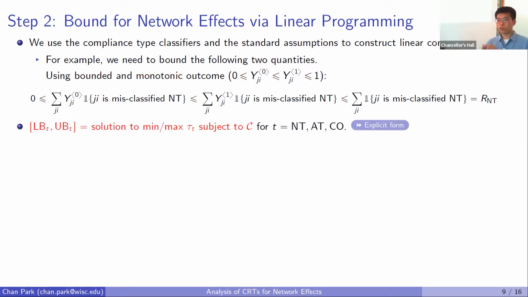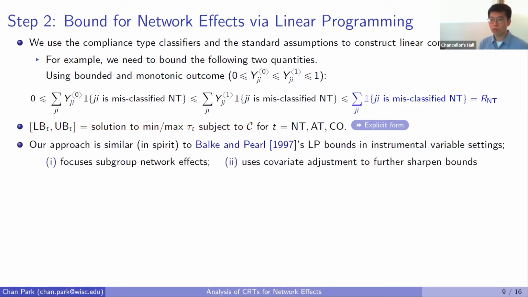Once we construct these linear constraints, we can solve the linear program to minimize and maximize the network effect subject to these linear constraints. We call the solutions the lower bound and the upper bound of the network effect. Our methodology is similar to Pollack and Pohl's LP bound in instrumental variable settings. However, our methodology focuses on subgroup network effects, whereas their methodology focuses on the average treatment effect. Our methodology also uses covariate adjustment to further sharpen bounds.